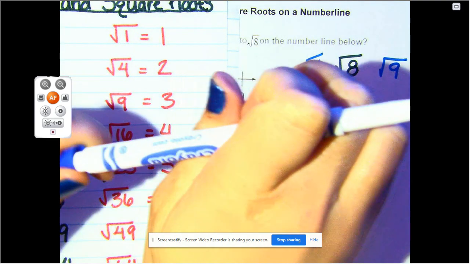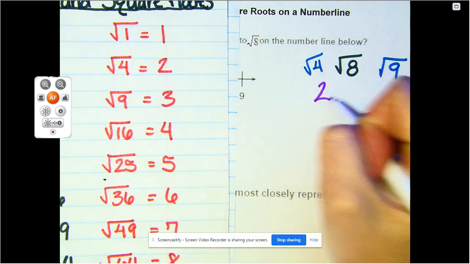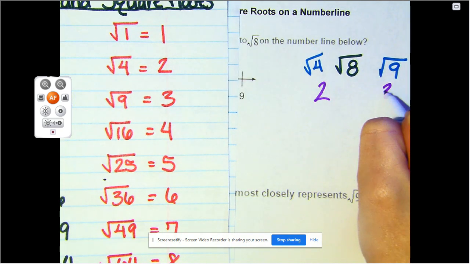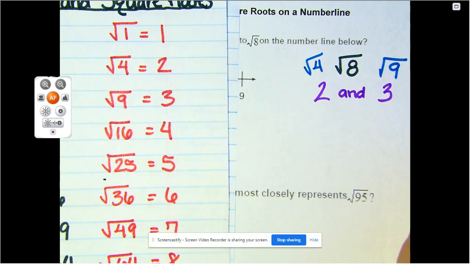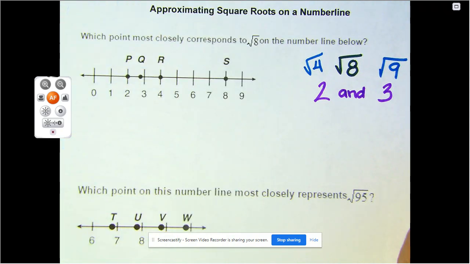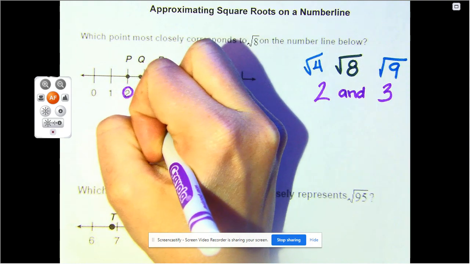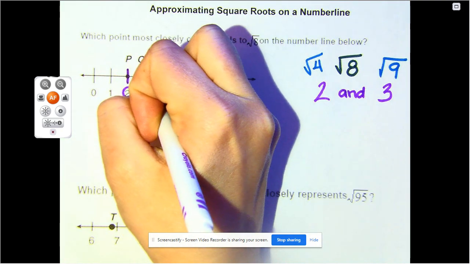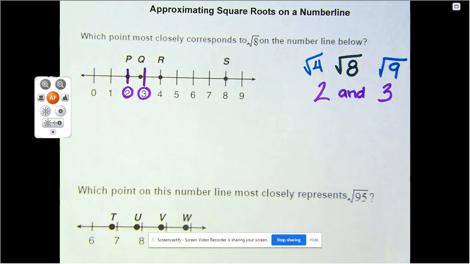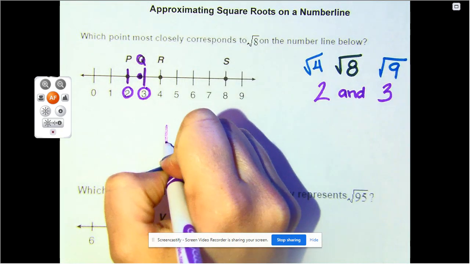Now I do know that the value of the square root of 4 is 2, and the value of the square root of 9 is 3. So the square root of 8 is going to fall in between the numbers 2 and 3. On your number line, you're going to look at which point is between the whole numbers 2 and 3. Here's 2, and here's 3. There's only one point located in between those, and that would be point Q. So your answer would be point Q.